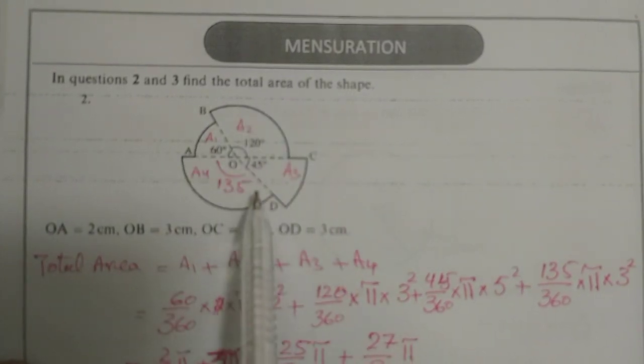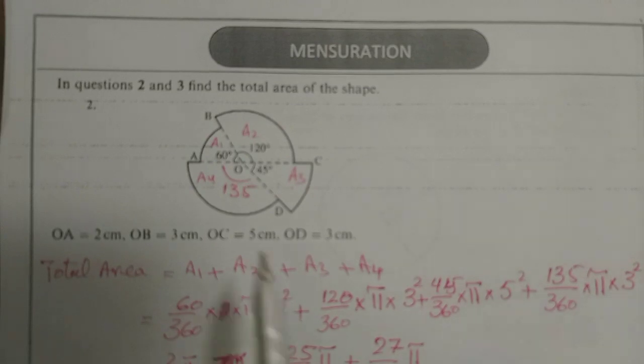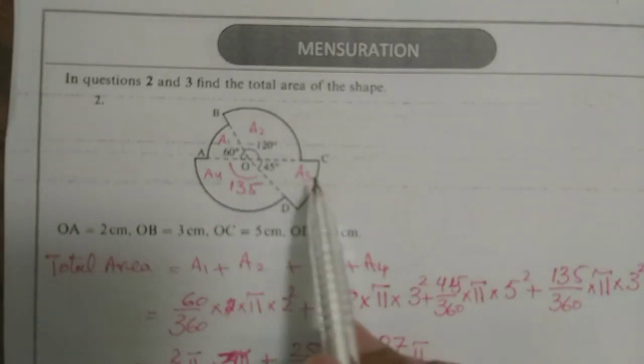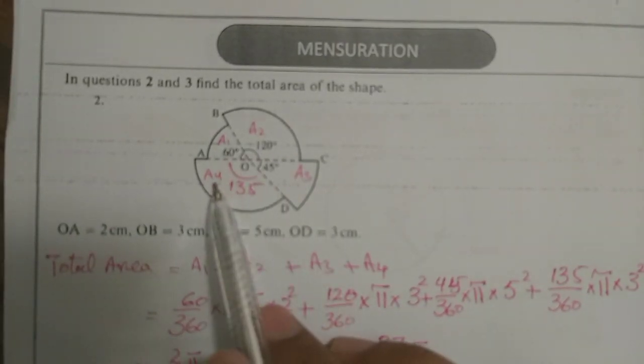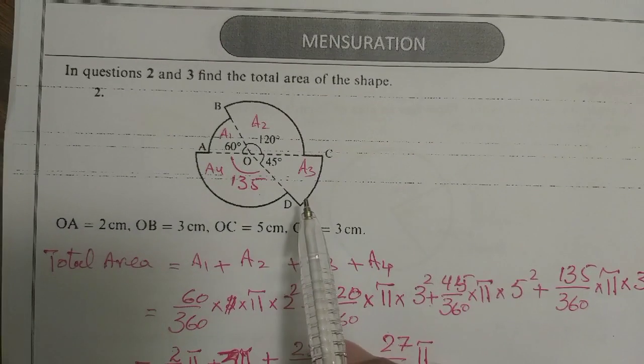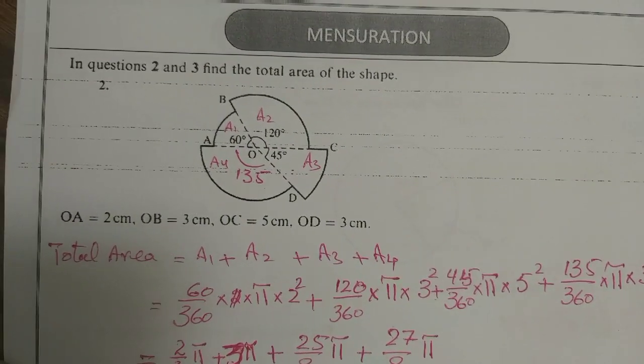So there are different areas in this shape. We need to find area 1, area 2, area 3, and area 4. Then after that, add them, and you find the total area of the shape.